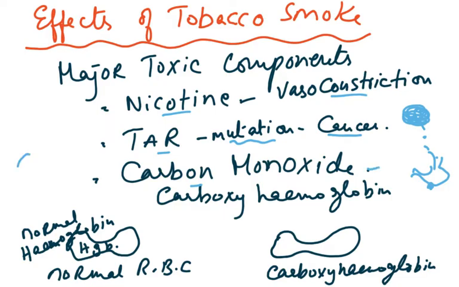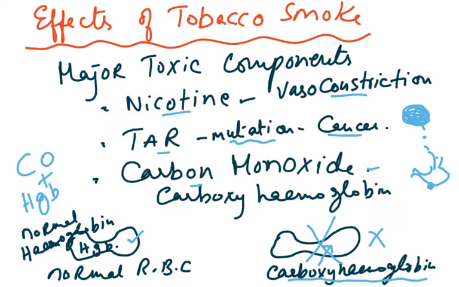Now carbon monoxide combines with hemoglobin. It's not carbon dioxide. It combines with hemoglobin and forms carboxyhemoglobin. So the red blood cell which has carboxyhemoglobin in it cannot transport oxygen. Why? Because carboxyhemoglobin is a stable compound. So this red blood cell is not going to transport oxygen. But the normal hemoglobin can transport oxygen. So the person who smokes has a lesser number of functional red blood cells, so has less oxygen carrying capacity.